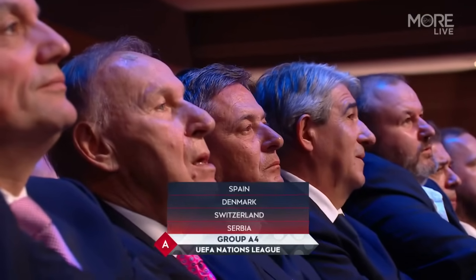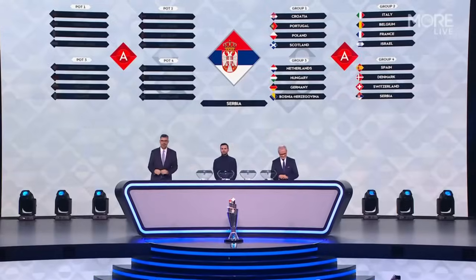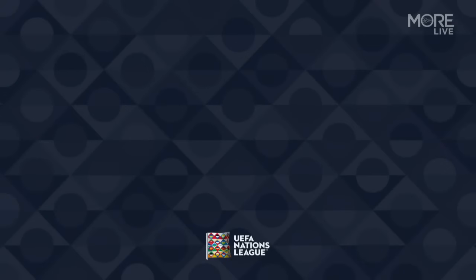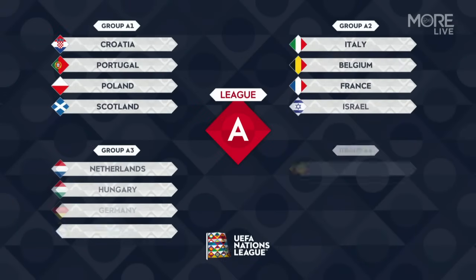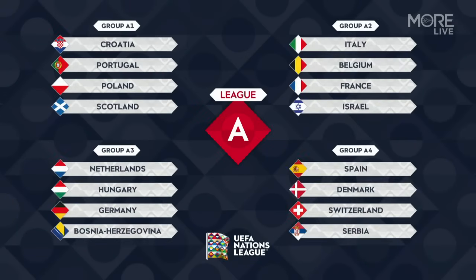It does indeed. The 4 leagues have been drawn. Let's focus on the results of League A. Fantastic matches to look forward to. In A1, we've got Croatia, Portugal, Poland, and Scotland. It's Italy, Belgium, France, and Israel in A2. In A3, Netherlands, Hungary, Germany, and Bosnia-Herzegovina. And in A4, Spain, Denmark, Switzerland, and Serbia.